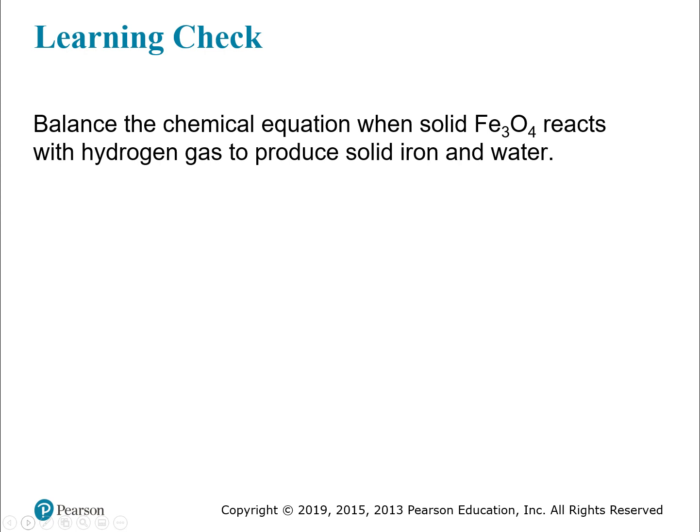Here's another balancing question, and I'd recommend at this point that you pause and try it out. I'll help you get to the point of having a chemical reaction, but this is a good example of what you may have to do for your homework or for an exam. You have a chemical equation that's written in words, and you have to write it out as a chemical equation with formulas. Balance the chemical equation when you've got this solid iron compound reacting with hydrogen gas to produce solid iron and water.